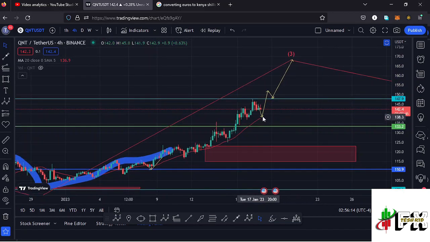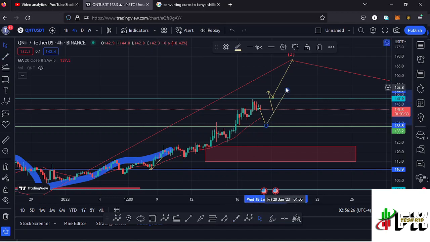But in case we lose the 20-day MA, then I will expect the key area of support at around the $133.2 mark to give us the support for us to see another bounce to the upside and also manage to break above that key area of resistance, see a retest, and then continue pushing even higher.